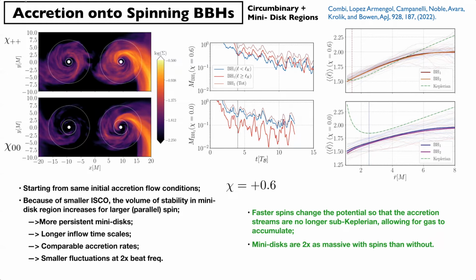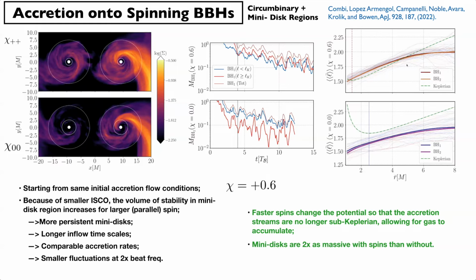Because as you see in the upper left-hand corner, with spins, the ISCO radius is much smaller. So the volume of stable orbits, where this outer radius is the truncation radius, is larger. These longer-lived mini disks then don't modulate as much because they're more persistent. Whereas without spin, they quickly form and are accreted, quickly form and are accreted, and so this is large amplitude modulation.